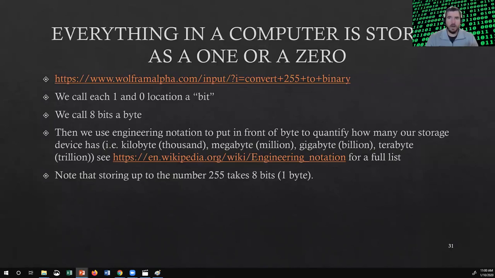So we call 8 bits that we put together a byte. So just remember that the bit is a single one or a zero, and a byte is 8 of them. Okay?